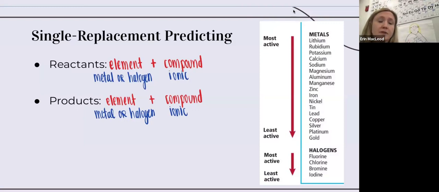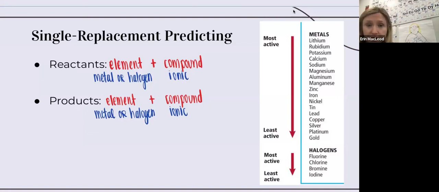Top of the list is lithium. So lithium, if it's the element that is all alone at the beginning, can come in and kick out any element that's underneath it on the list. So it can kick out every other metal. If rubidium is the element that's by itself, it can kick out every metal except for lithium. Potassium can kick out every metal except for lithium and rubidium. And gold can't kick anybody out, and gold gets kicked out by everyone. So metals replace metals.